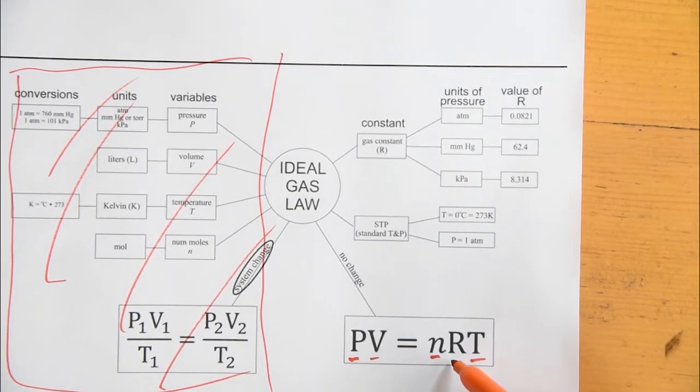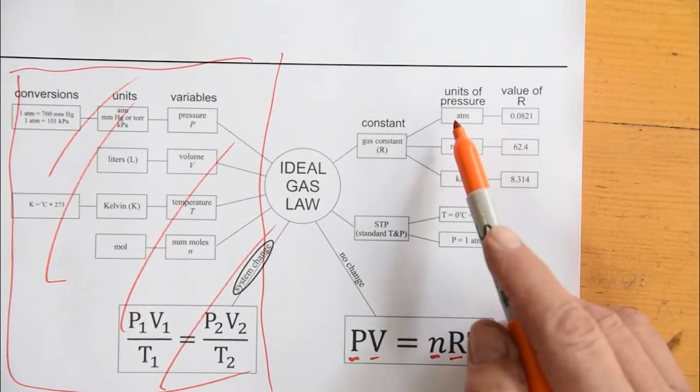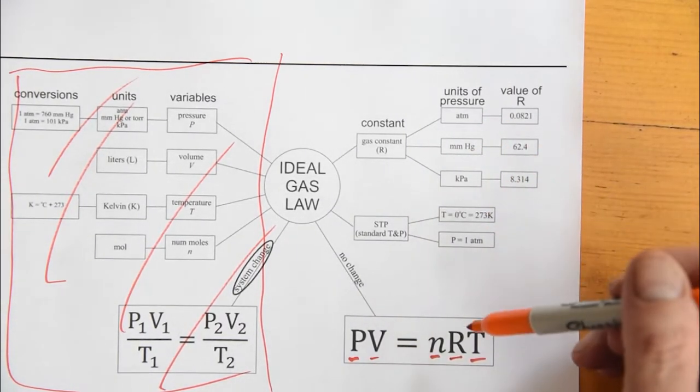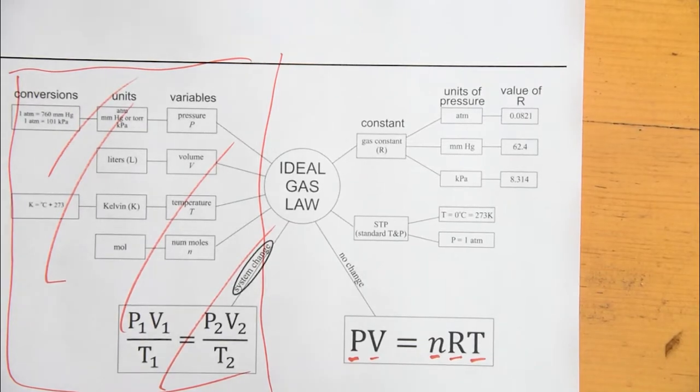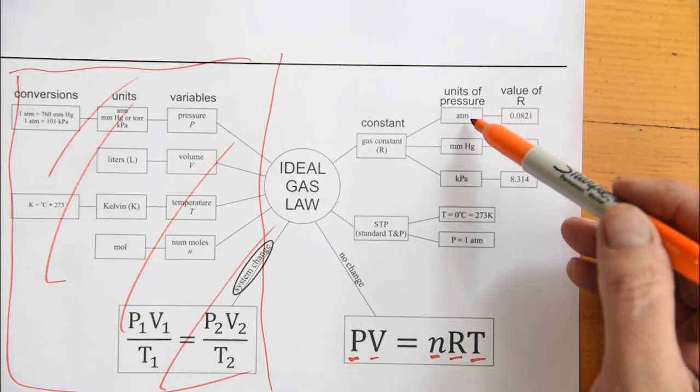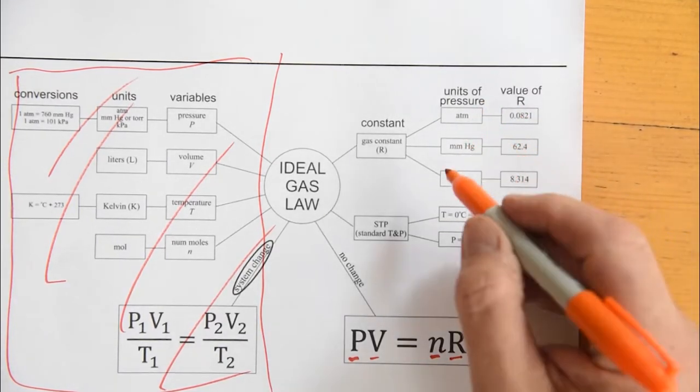Remember, we've got this pesky R, the gas constant up here. It varies depending on the units of pressure. It's not always the same, which is kind of a pain. It'd be nice if we could just pick one pressure unit and use that one, but that's not where we're at right now. So we have atmospheres and millimeters of mercury, which is the same as torr.